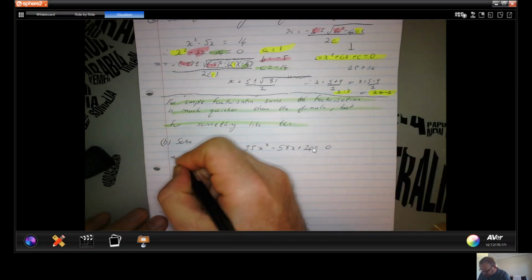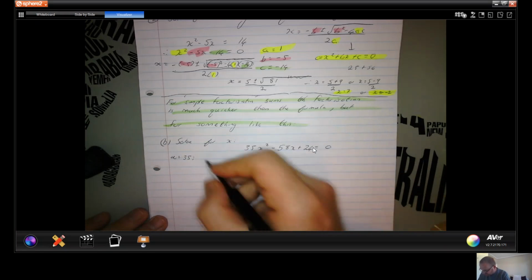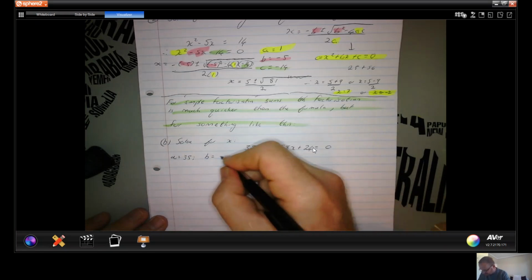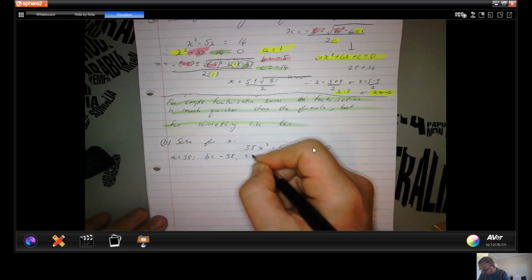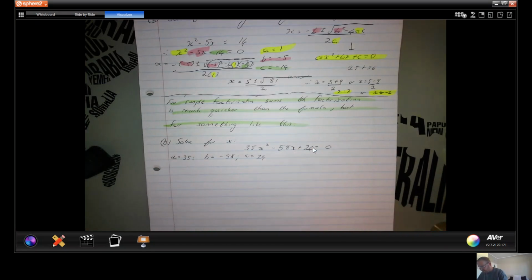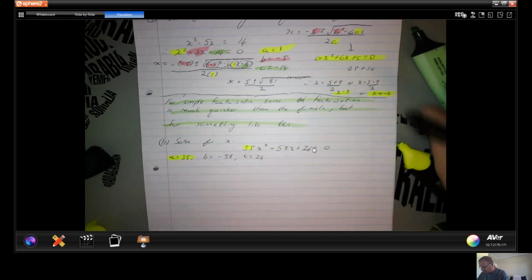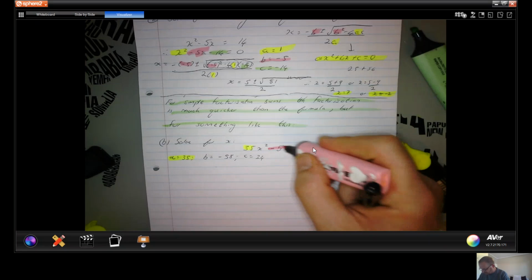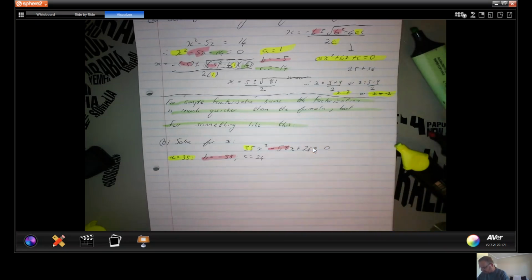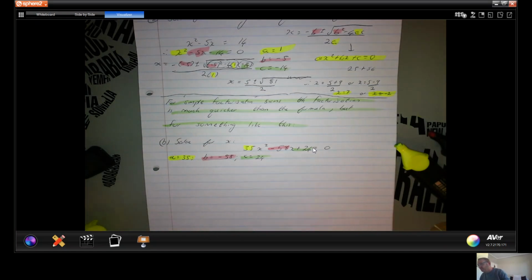And I'm going to say A is equal to what? 35. It's in standard form already. B is the coefficient of x, which is negative 58. And C is the constant term, which is 24. So A is 35, B is equal to negative 58, and the constant term C is 24. Just reading it off the equation, I've got it equal to 0. I don't have to change anything.